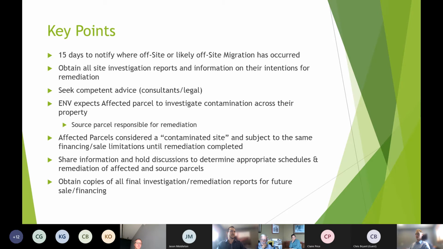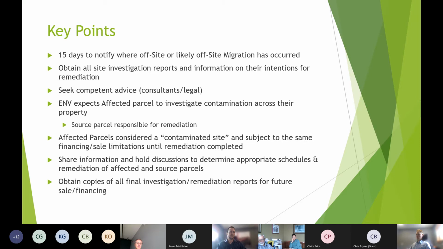The ministry expects the affected parcel to investigate contamination across their property. And then again, you would sue the source parcel responsible for any damages that come from that. The affected parcel is considered a contaminated site and subject to the same financing and sale limitations until that remediation is completed. And it's important to share information and hold discussions to determine appropriate schedules and remediation of both the affected and source parcels.